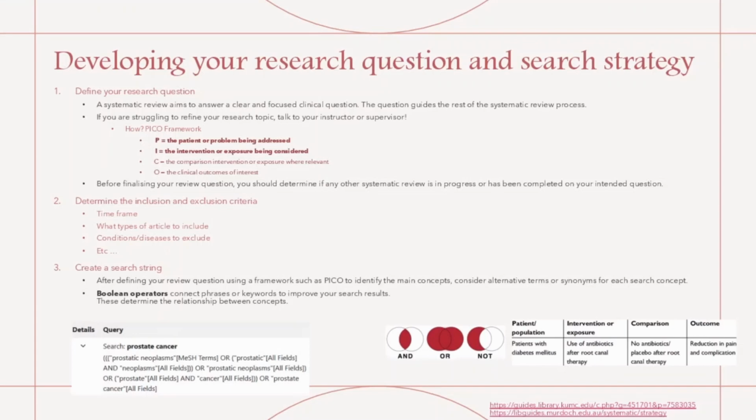So what does PICO mean? P means patient. That is the patient or problem that is being addressed. I means intervention or exposure that is being considered. The C is the comparison, intervention, exposure where relevant. And the O is the clinical outcome of interest.